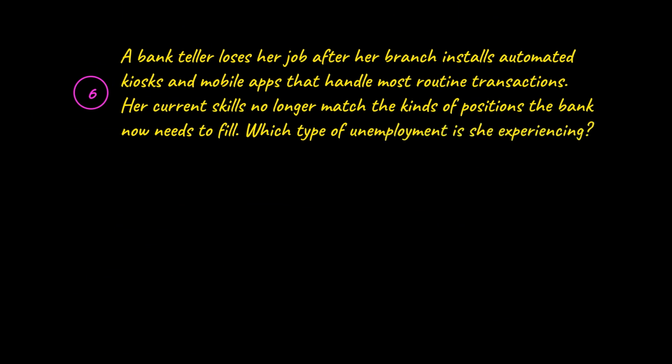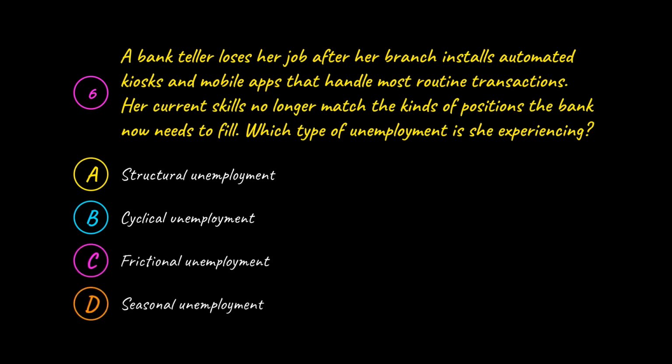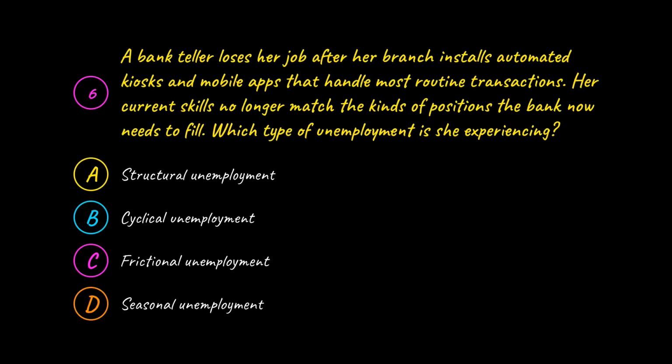Your options are A. Structural unemployment, B. Cyclical unemployment, C. Frictional unemployment, D. Seasonal unemployment. Which would you go with? Lock it in before the reveal.